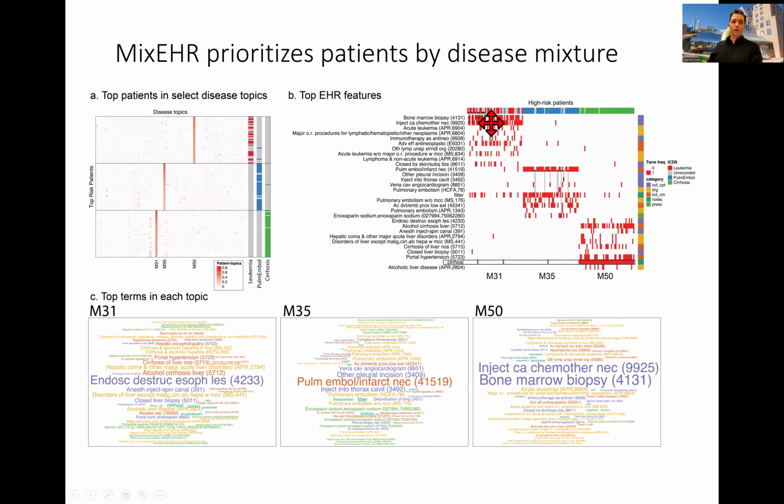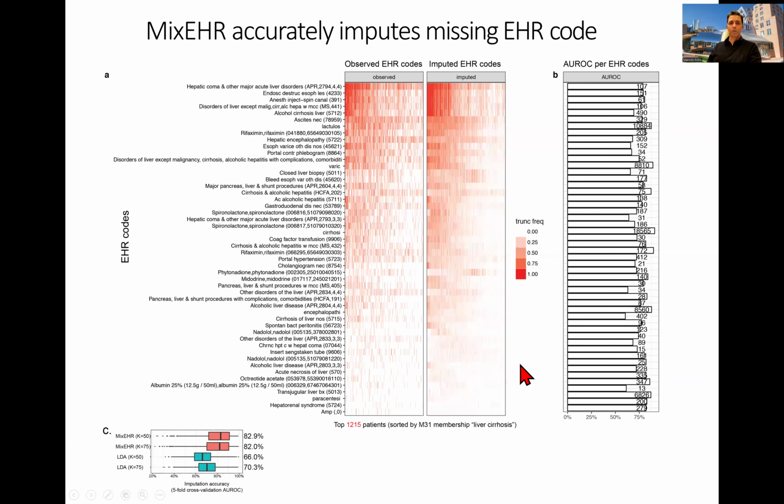And that allows you to now prioritize patients based on the disease mixture. You can find groups of patients that are high risk based on the cluster that they're in, which is itself informed by all kinds of additional variables across the clinical record.